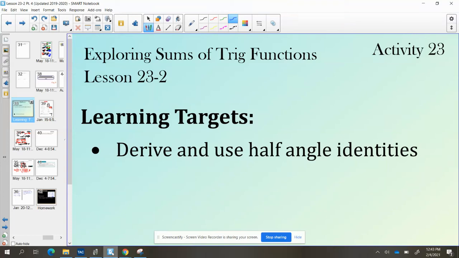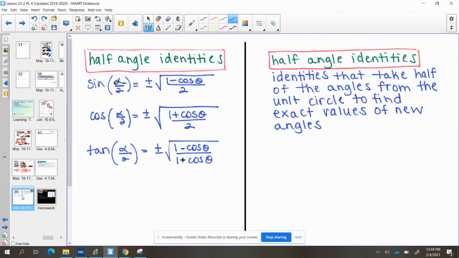Everyone, we are finally here at the last of 23.2 part 5 today, and we're going to finish up talking about the half-angle identities. In the last lesson, we spent some time deriving the half-angle identities for sine, cosine, and tangent, and it's important that you have these written down as we continue to work with them today.